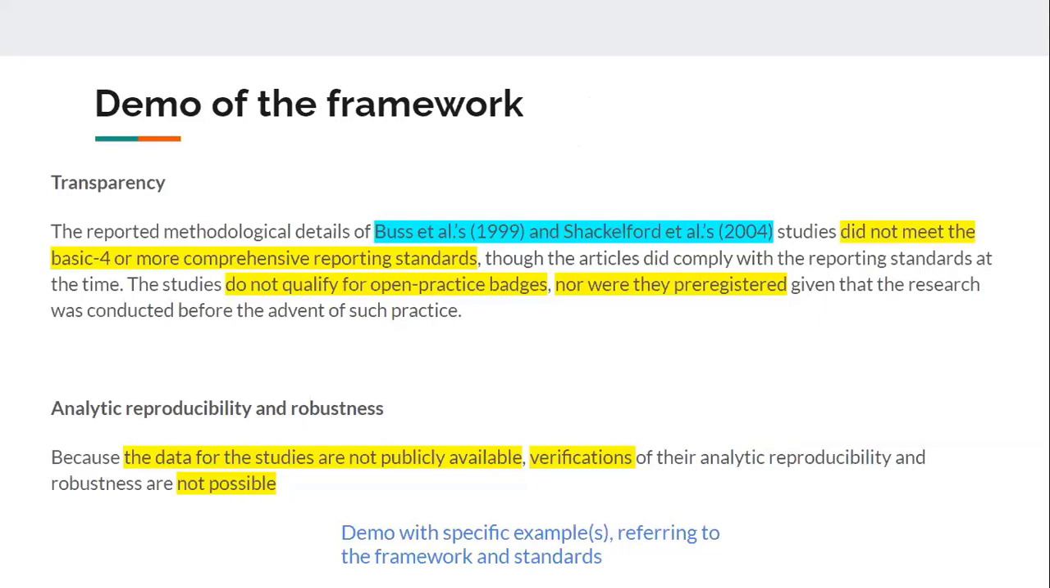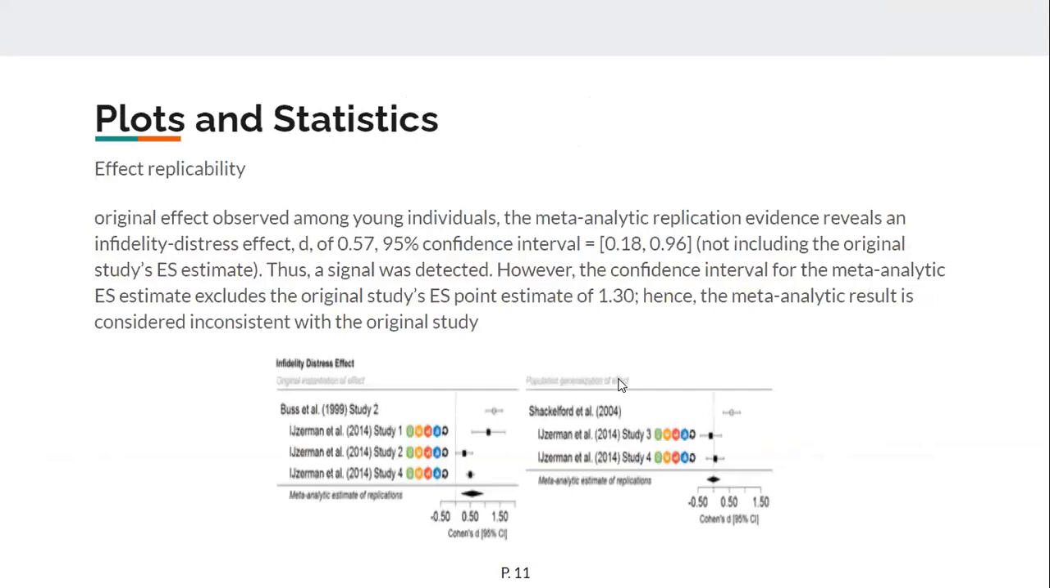This is followed by a demonstration of the framework with two article examples, referring to the existing standards they mentioned for comprehensive reporting and open science. Please try to do the same for your work with specific examples and referring to some standards. They also provided a forest plot. Statistics are great, but it's also good to include plots like this. And it visualizes the effect sizes and the CIs.